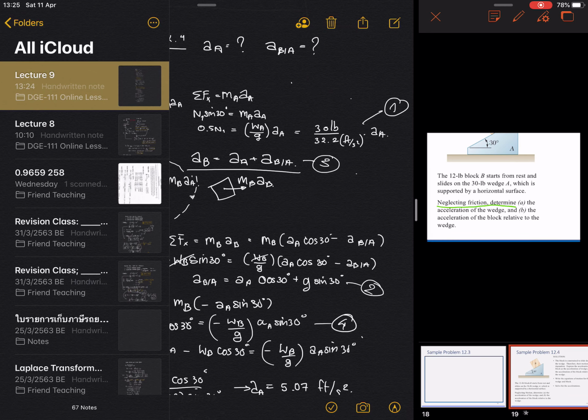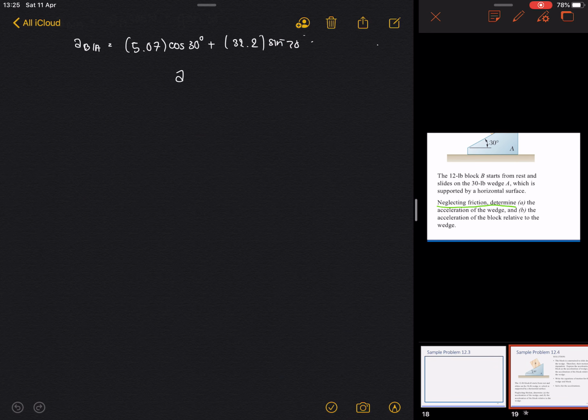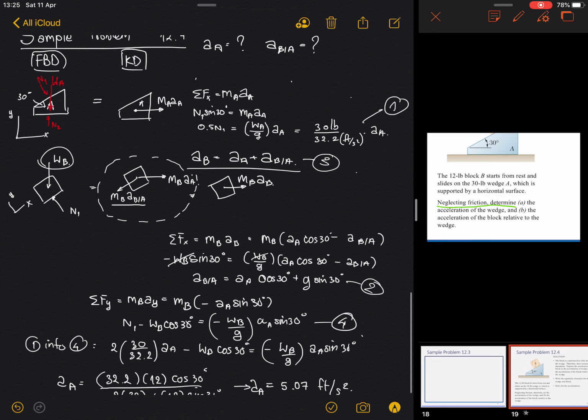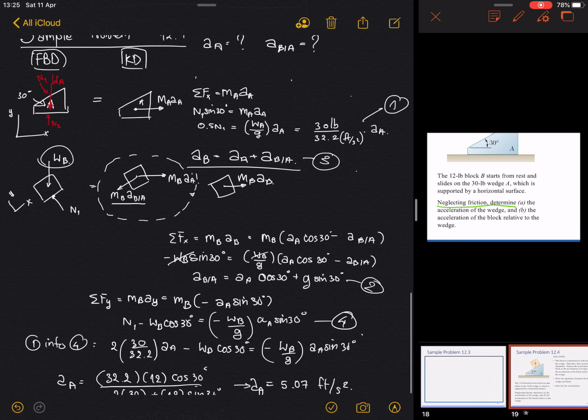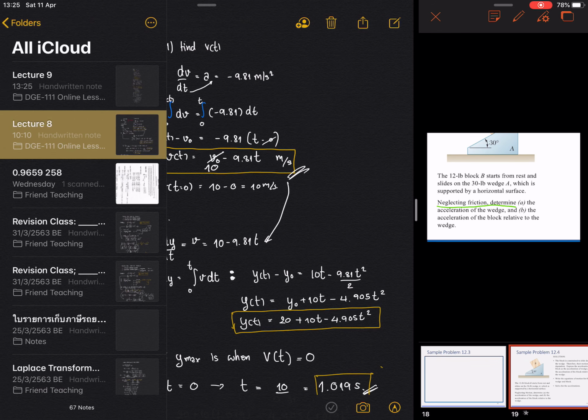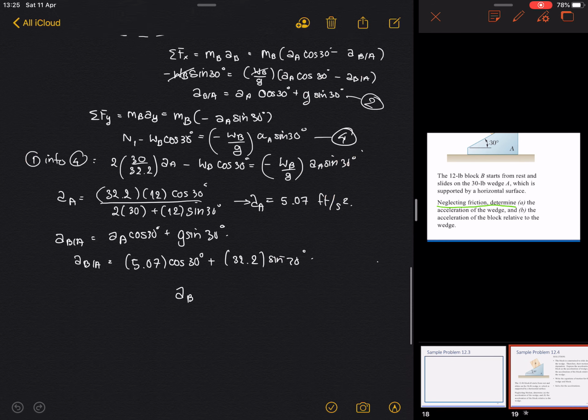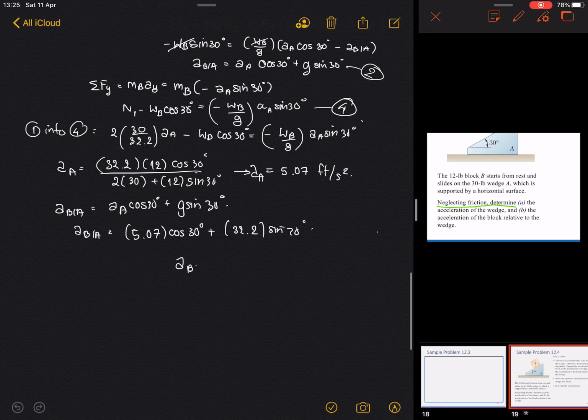Sorry for this stumbling. ABA. Okay. This is equal to 20.5 feet per second square.